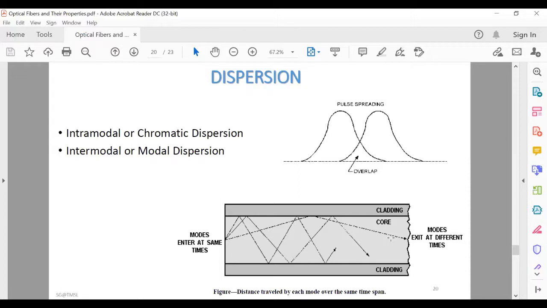Also, it exhibits the highest possible bandwidth in single mode.